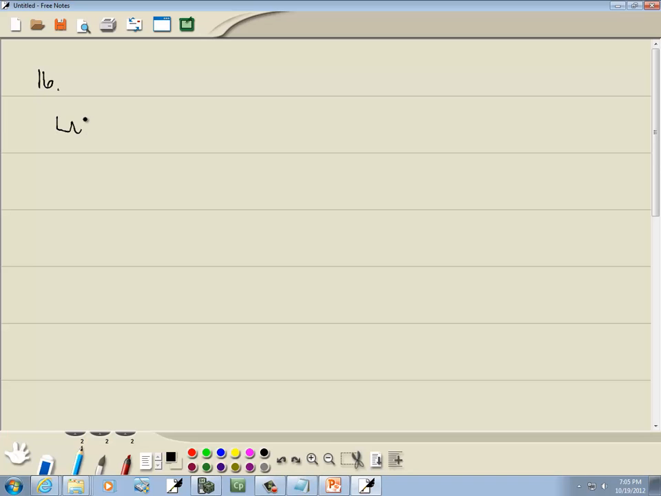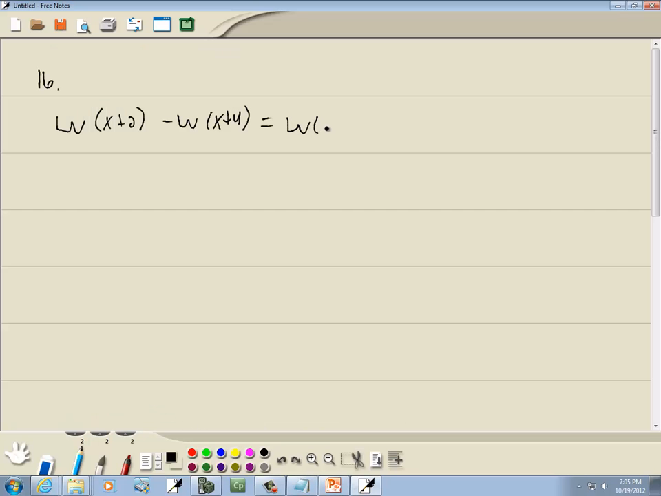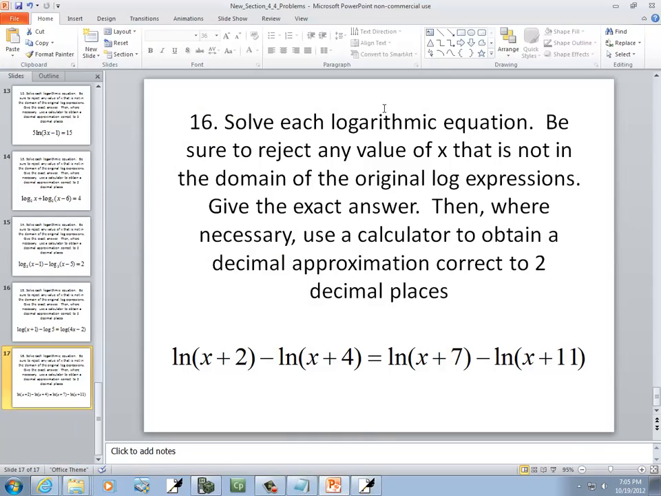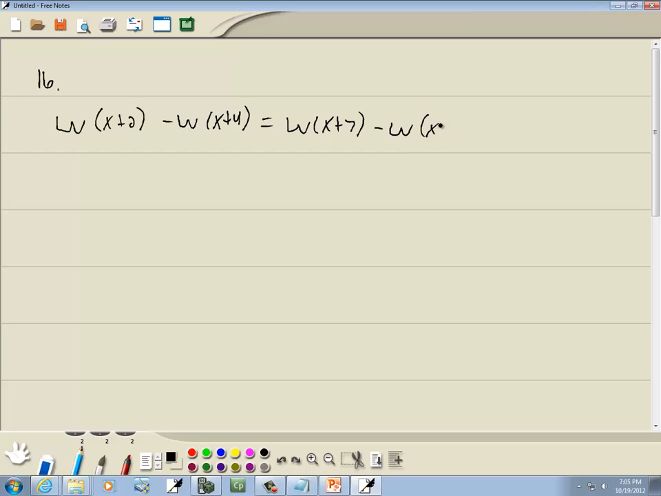So we've got natural log of x plus 2, ln of (x plus 2), minus ln of (x plus 4) equals ln of (x plus 7) minus ln of (x plus 11). You notice something here. Everything has a log on it. ln is the same as log. So we'll use our properties of logs, get a single log on both sides.